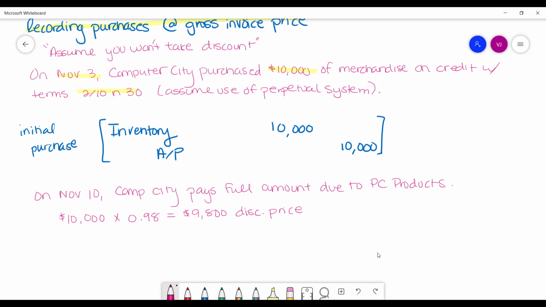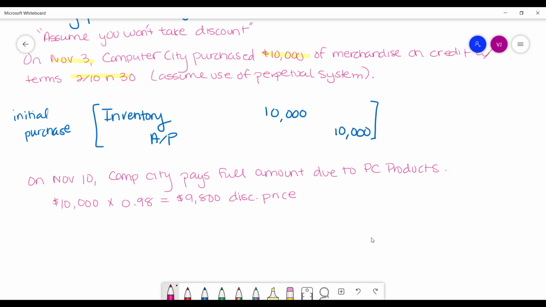So what would the entry look like then? How in the world do we deal with that? Well, since we're paying them what we owe them, we're going to still remove the accounts payable like we did before.